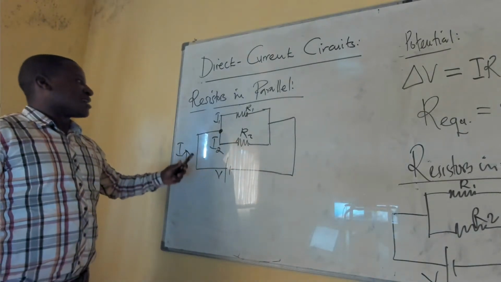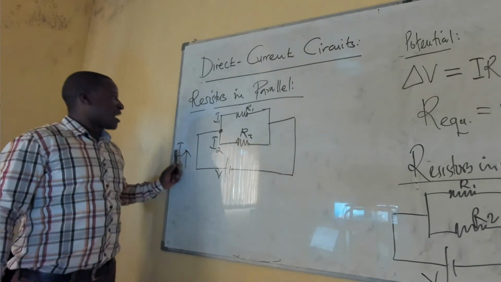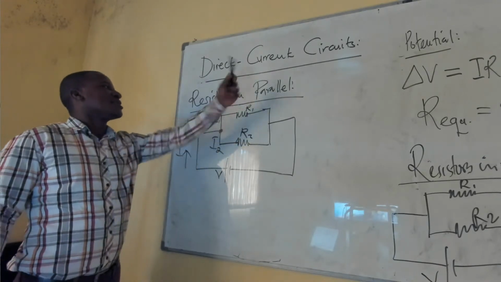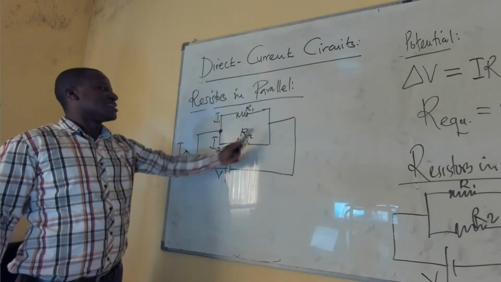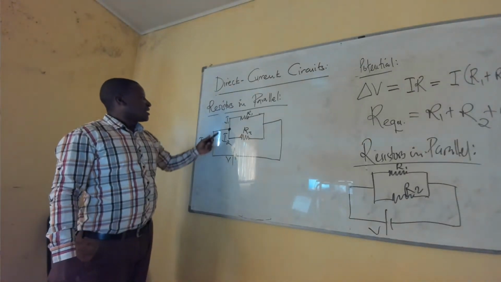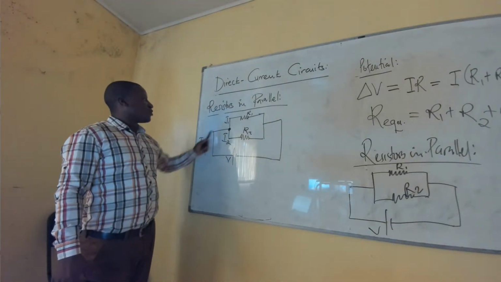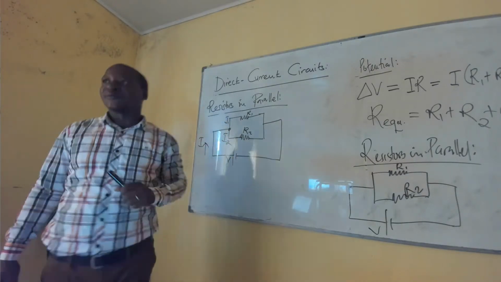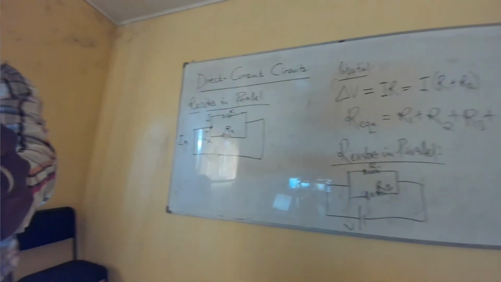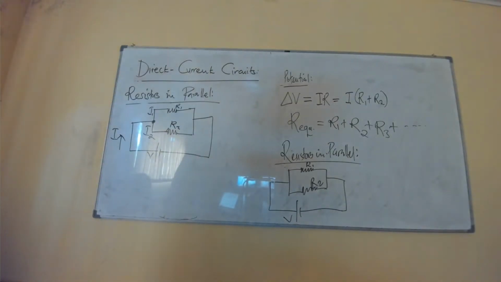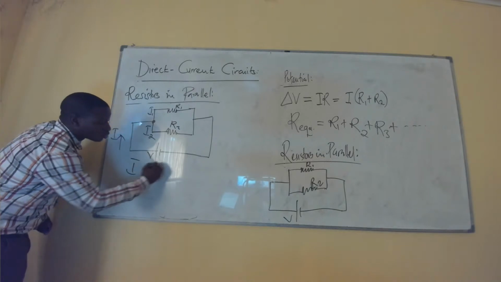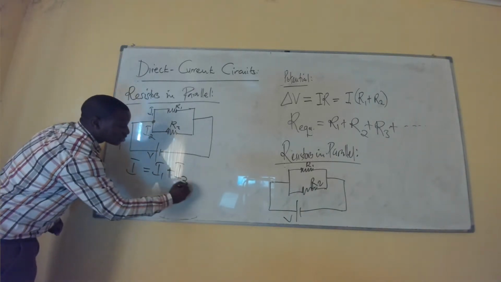So what is there is that when this current I reaches this junction, depending on the resistance from R1 and R2, this I, which is our I total, will actually split into I1 and I2 in this way. That is what you should put in mind. Now, the moment it splits, I must be equal to I1 plus I2.